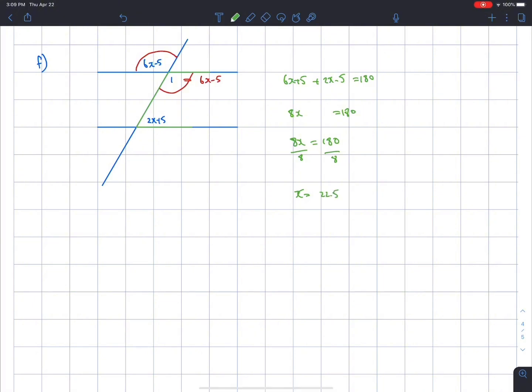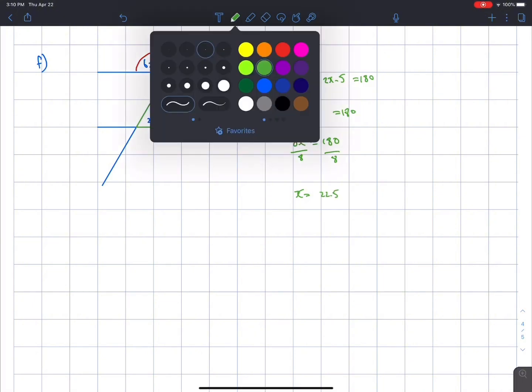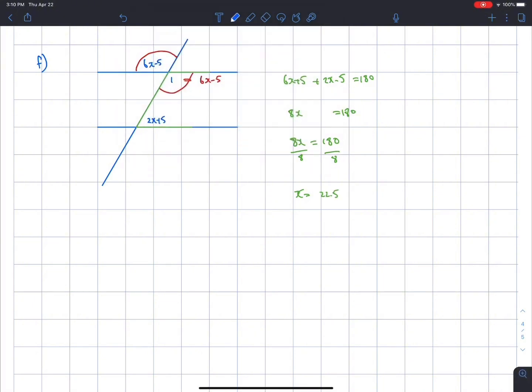22.5. Now the question is asking us what is angle 1. So remember angle 1 is 6x minus 5. And then x is 22.5. So we replace the x with 22.5. So 6 times 22.5 minus 5, we get 130. And that will be the answer. Angle 1 equals 130.